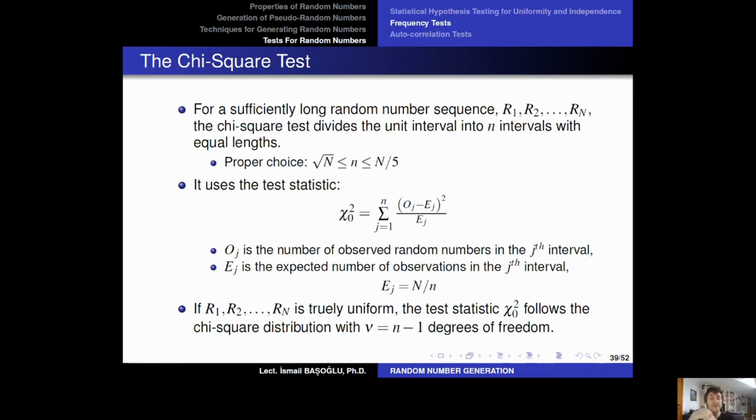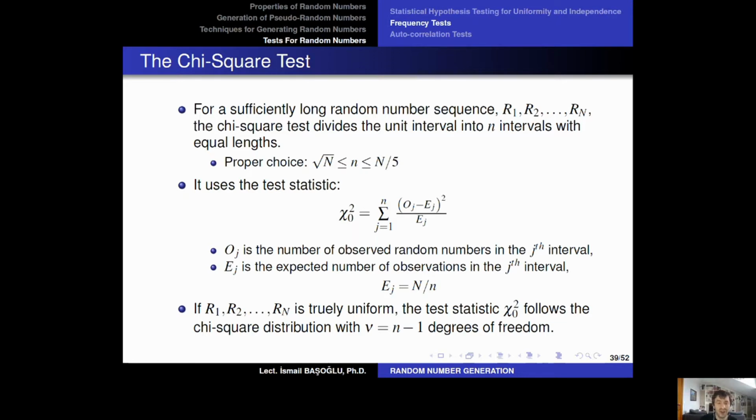First of all, you need to have a sufficiently long random number sequence. Okay? And also, the chi-square test loses some of the information over the random number sequence. Therefore, the results of the Kolmogorov-Smirnov test are much stronger, more reliable, much more powerful than the chi-square test. So why are we learning another test? The chi-square test is actually less complex.